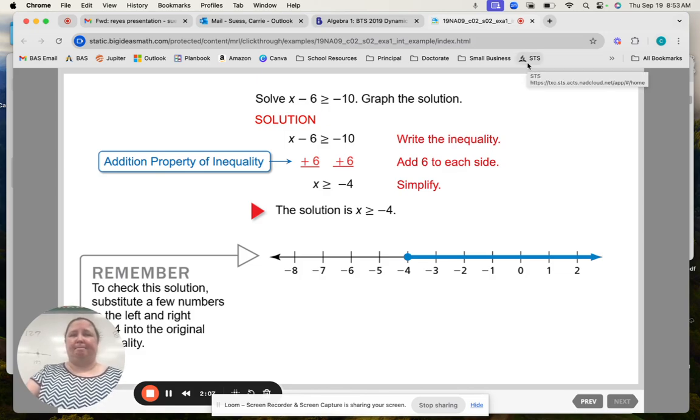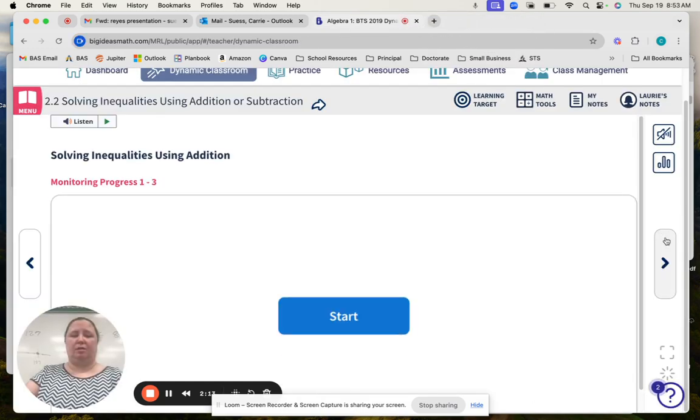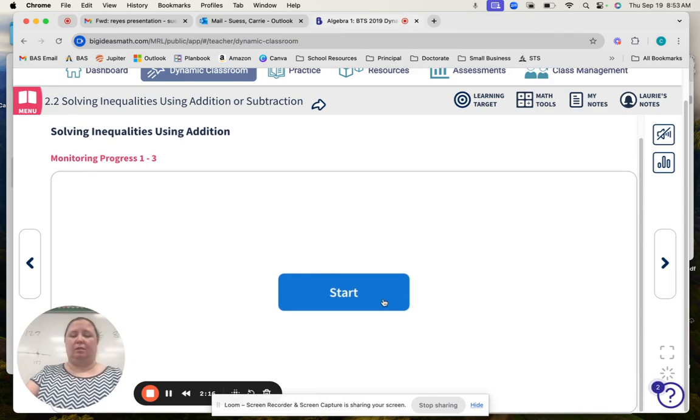Monitoring progress? I hear 2 people that have it. All right, so now you're going to do monitoring progress 1 through 3. If you're online, pause the video while you do it.